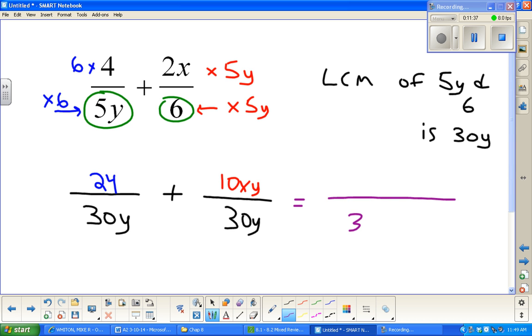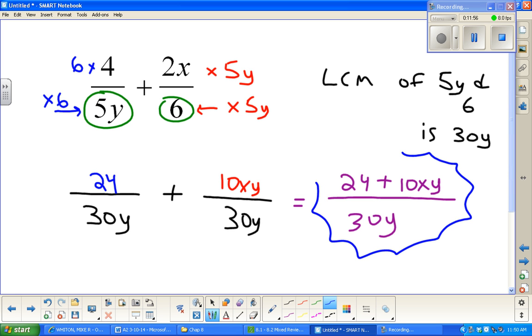We know the answer will always have that denominator, and we just have a 24 plus 10xy. Okay, and there's nothing to do as far as combining those. They're not like terms. 24 doesn't have any variables. 10xy obviously has x's and y's, so nothing we can do. Leave it like that. Okay, that is your answer.